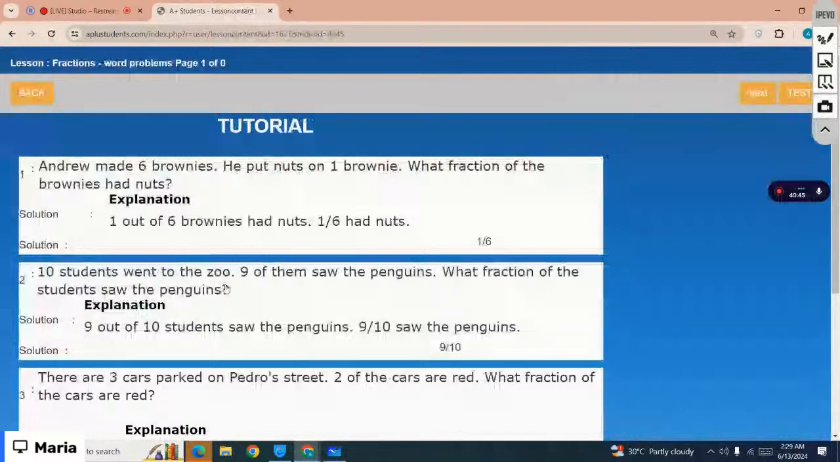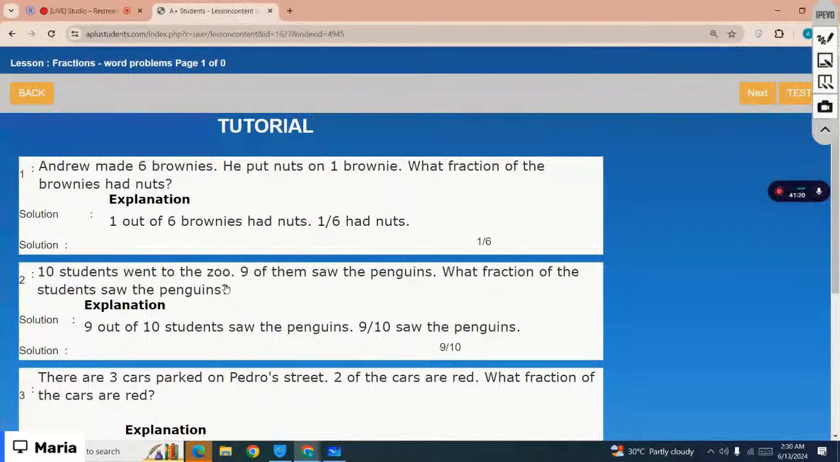Andrew made 6 brownies. He put nuts on one brownie. What fraction of the brownies had nuts? So first thing you need to look for the total brownies, right? A total of 6 brownies, right? And the nuts are on only one brownie. So the fraction is 1 out of 6. Got it? The correct option is 1 out of 6 brownies had nuts.